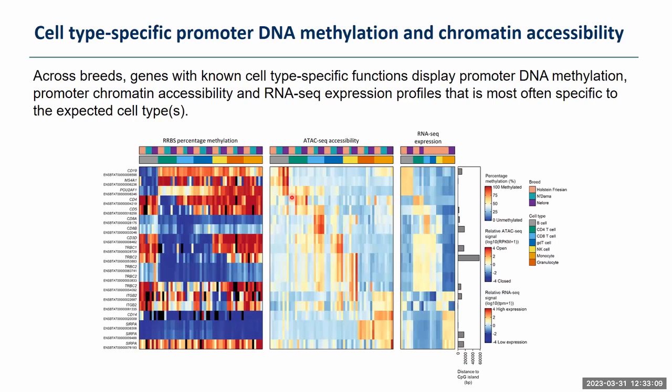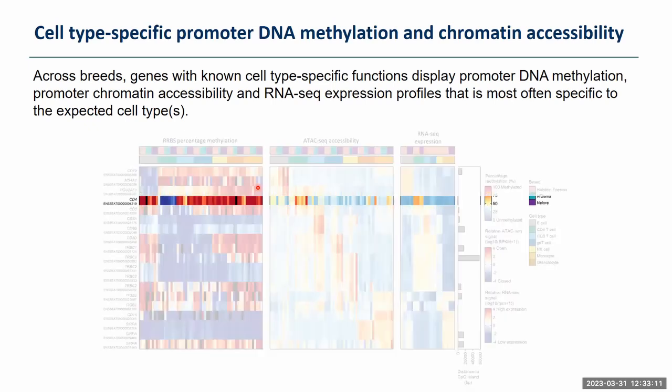Taking CD4 as an example, you can see that the promoter of the CD4 gene is specifically unmethylated in CD4 T cells. It's also highly accessible, and it's specifically expressed just by CD4 T cells. So this confirmed that the data looked good and demonstrates that there is a close relationship between epigenetics and gene expression.